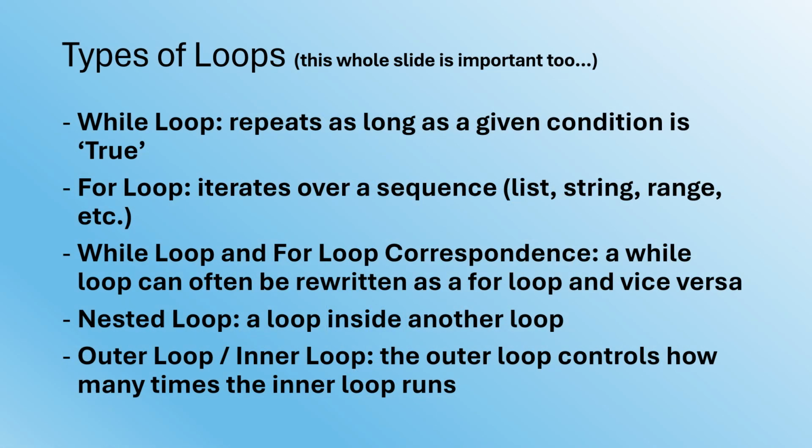Types of loop. This whole slide is also pretty important because it's using the basics we discussed earlier to actually apply it to the code that we'll be seeing soon. While loops are code blocks that repeat as long as a given condition is true. For loops iterate over a sequence like a list, string, or a range. While loops and for loop correspondence: a while loop can often be rewritten as a for loop and vice versa. Nested loops are a loop inside of another loop, like we saw with if statements. An outer and inner loop are quite literally how they sound. The outer loop controls how many times the inner loop will run.